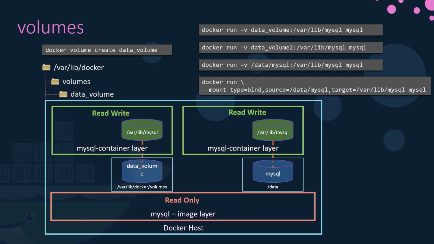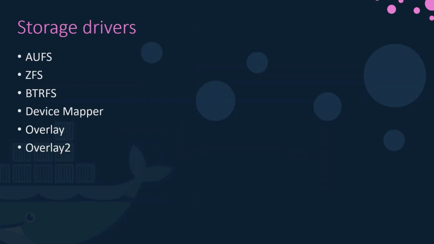So who is responsible for doing all of these operations? Maintaining the layered architecture, creating a writable layer, moving files across layers to enable copy and write, etc. It's the storage drivers. So Docker uses storage drivers to enable layered architecture. Some of the common storage drivers are AUFS, BTRFS, ZFS, device mapper, overlay, and overlay2. The selection of the storage driver depends on the underlying OS being used.